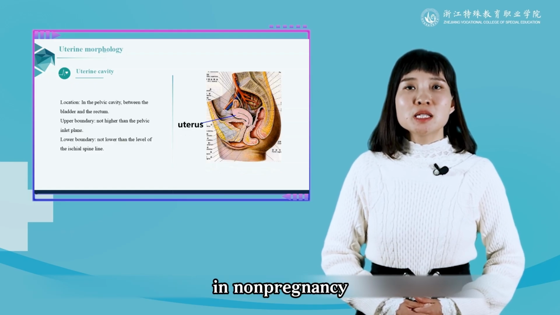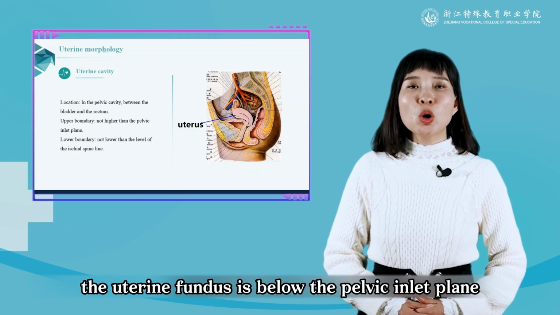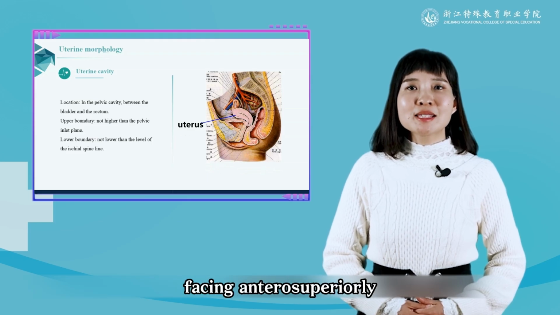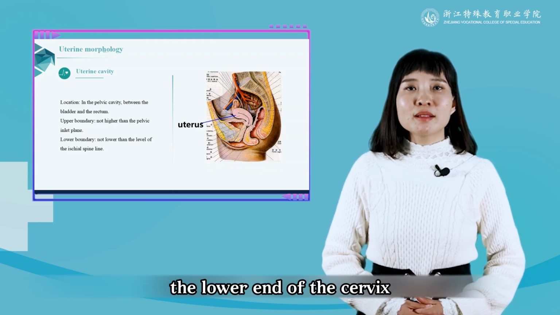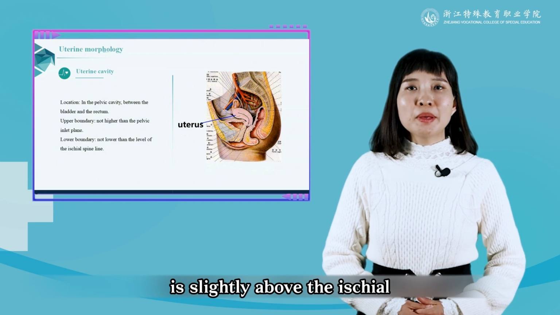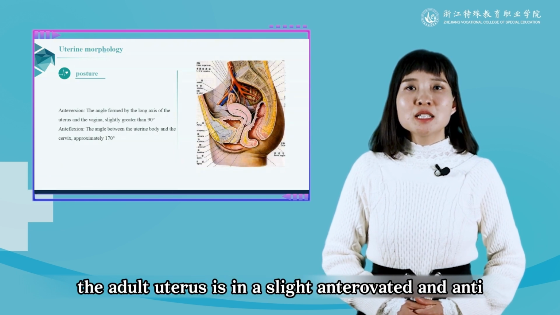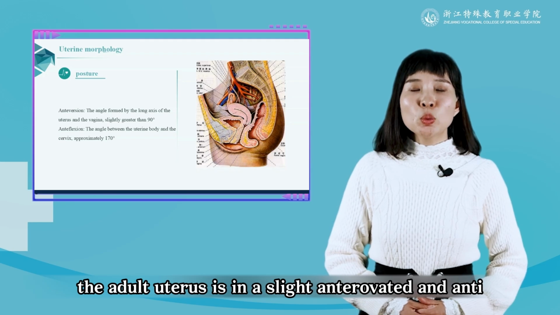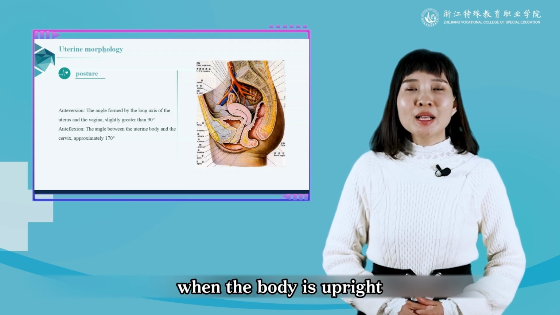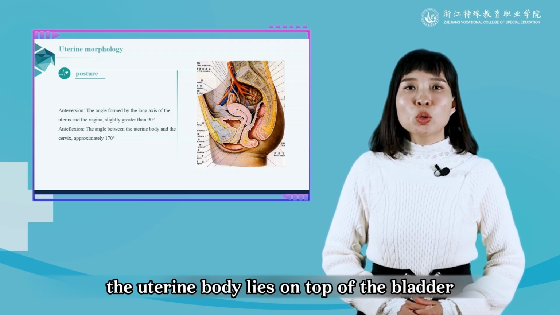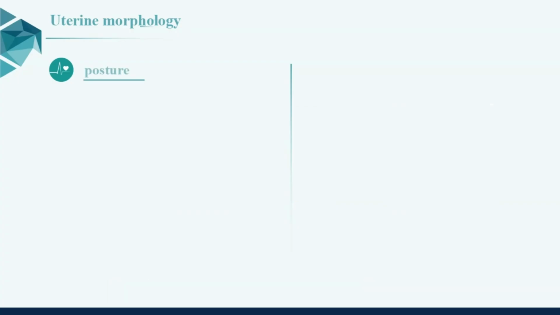In non-pregnancy, the uterine fundus is below the pelvic inlet plane, facing anterosuperiorly. The lower end of the cervix is slightly above the ischial spine plane. When the bladder is empty, the adult uterus is in a slight anteverted and anteflexed position. When the body is upright, the uterine body lies on top of the bladder. Anteversion.